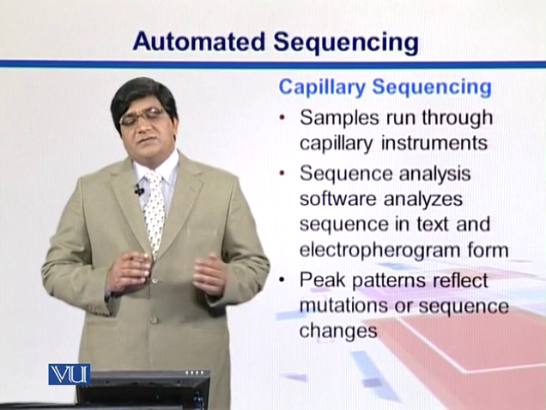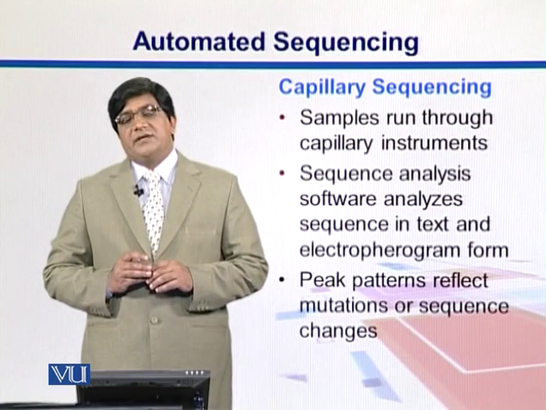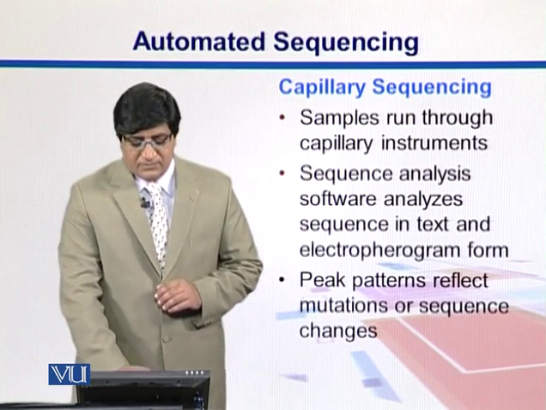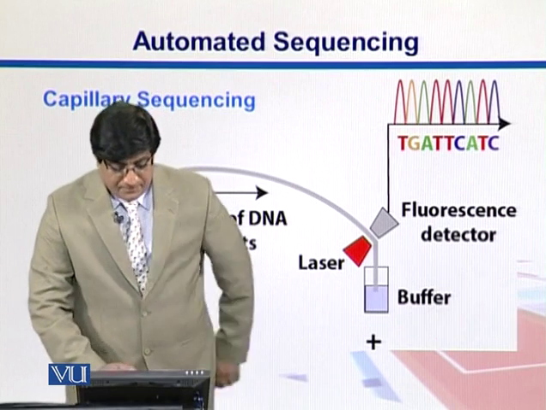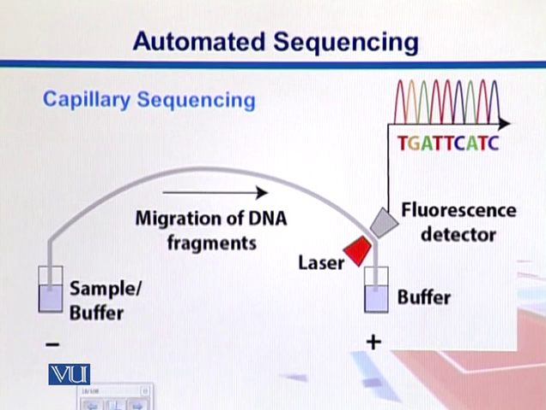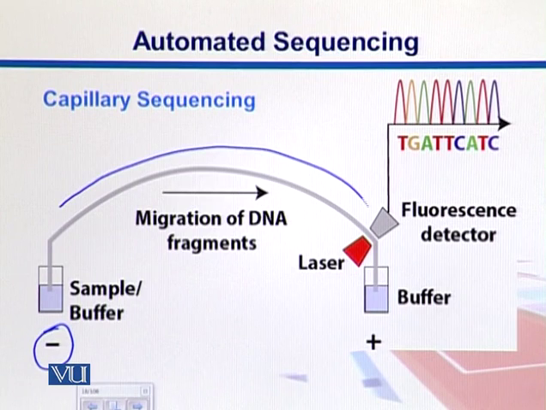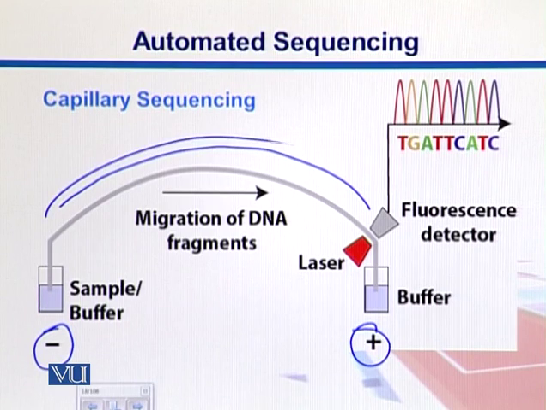In the same way, in capillary sequencing there is a little modification. These DNA fragments run through capillaries. So here is how it looks. We have the sample in a buffer, which is negatively charged. We put a capillary in it, and then connect the other end of the capillary to a buffer with a positive charge. So DNA runs from the negative to the positive direction.